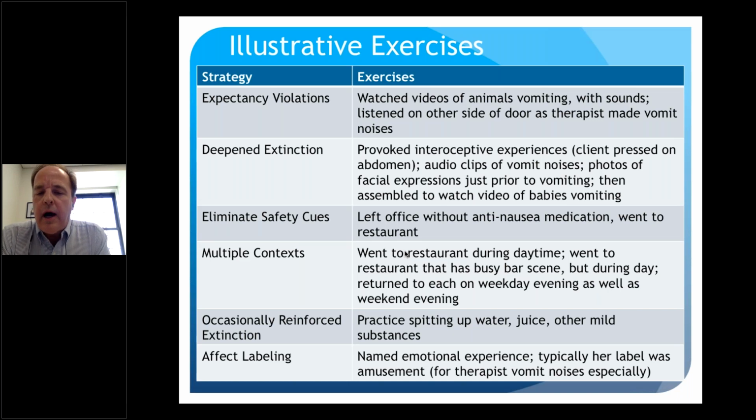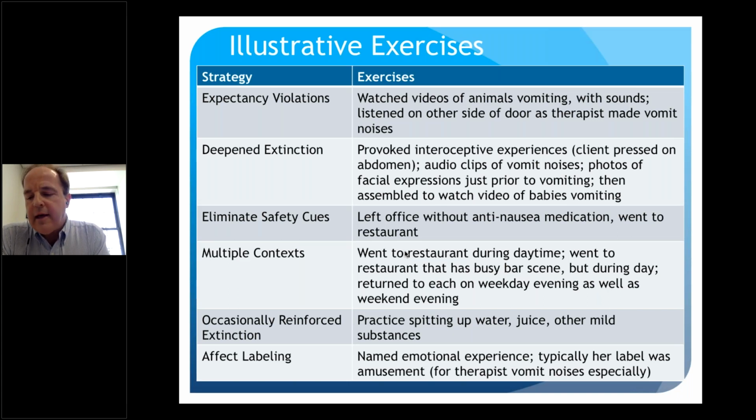We did practice occasionally reinforced extinction. I started out with her spitting water out of her mouth that was not swallowed, and then juice and other mild substances. We did get to the point where she did provoke herself to vomit during the session for a water and juice mixture. Throughout, she was naming her emotional experience. Most of the time, she said she felt amused. She was particularly amused by my vomit noises. She was amused by a lot of the other stuff. And when she went to the restaurants, she found that generally quite favorable, and was able to practice that successfully.